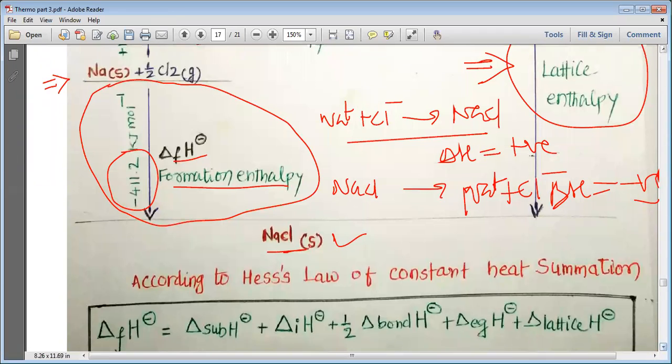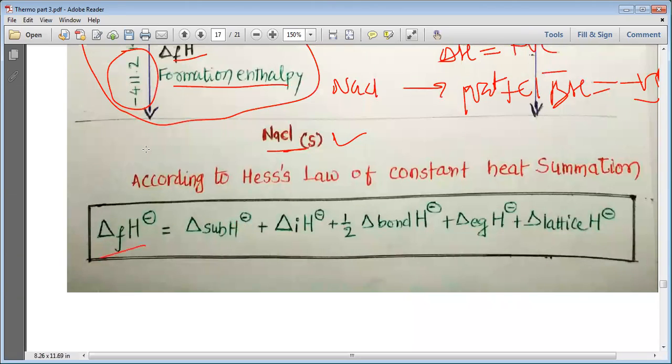So here we can say that while forming NaCl, the enthalpy of formation is the sum of the enthalpy of sublimation, then ionization, then 1/2 bond dissociation, then electron gain enthalpy, and then lattice enthalpy. But we have the values of formation enthalpy, sublimation enthalpy, ionization enthalpy, bond dissociation enthalpy, and electron gain enthalpy. So using these values in this equation, we can find out the lattice enthalpy.